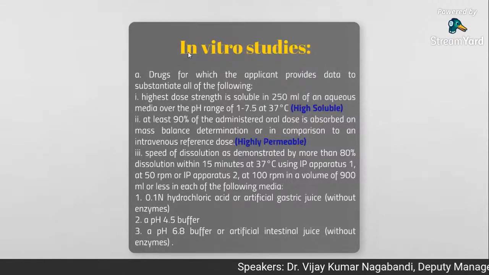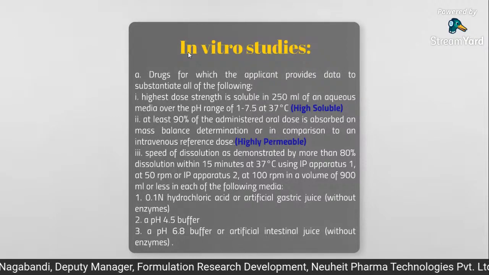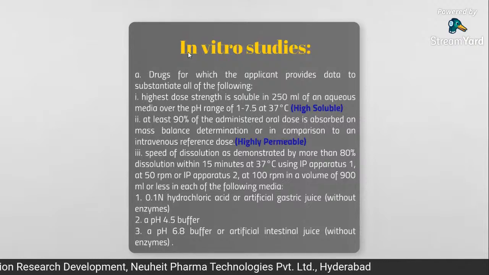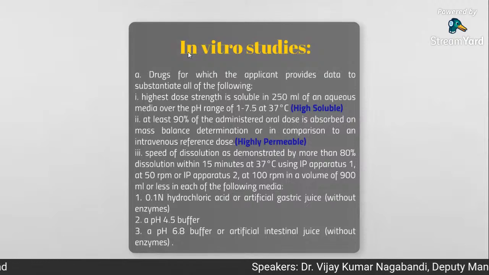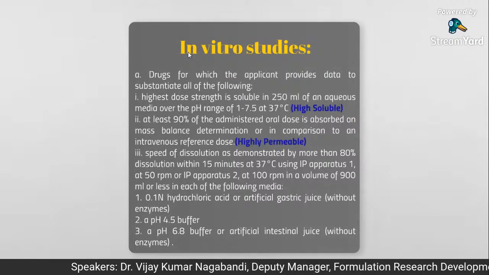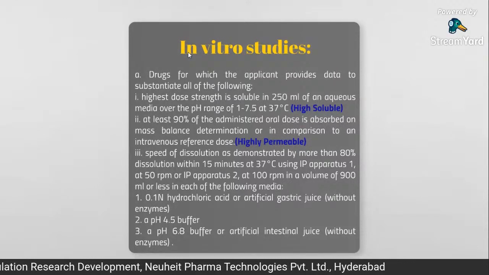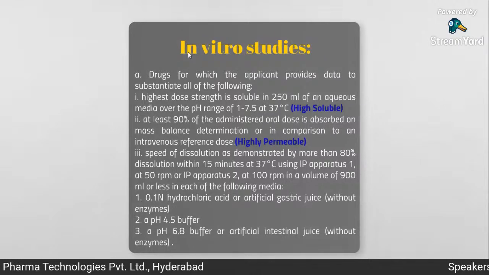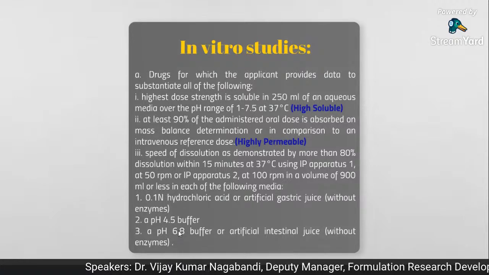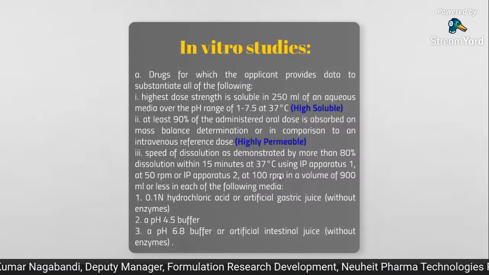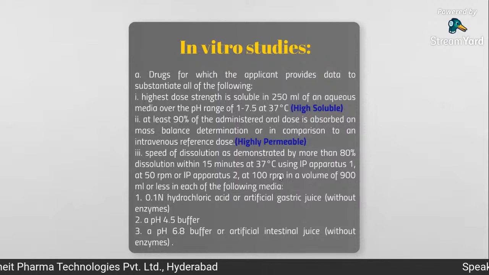If the drug is highly soluble and highly permeable, meaning at least 90% of the administered oral dose should be absorbed on mass balance determination in comparison to the intravenous administered reference dose, and at the same time 80% of the drug dissolves in 3 medias, 0.1 normal HCl, 4.5 pH buffer, and 6.8 buffer, at 100 rpm at a volume of 900 ml using apparatus 2, or 50 rpm using apparatus 1, at 37 degrees centigrade within 15 minutes.